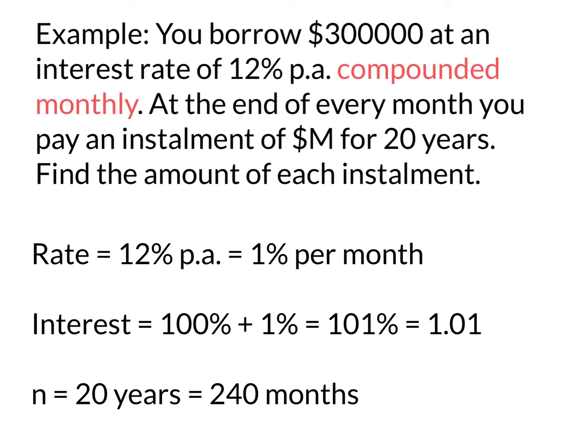So note we've highlighted compounded monthly. So the rate is currently 12% per annum, so that equates to 1% per month, giving us interest of 100% plus the 1%, which is 101% or 1.01. So this is the rate we're going to times at the end of each month to find the interest. And the length of time is 20 years, which is 240 months.